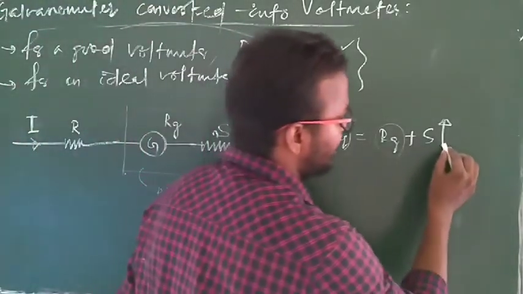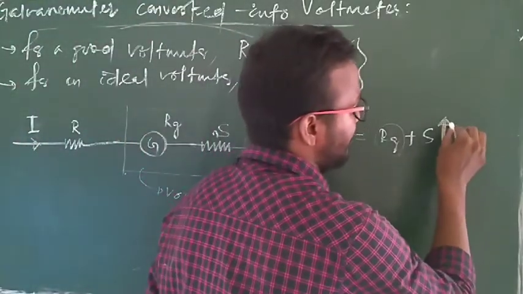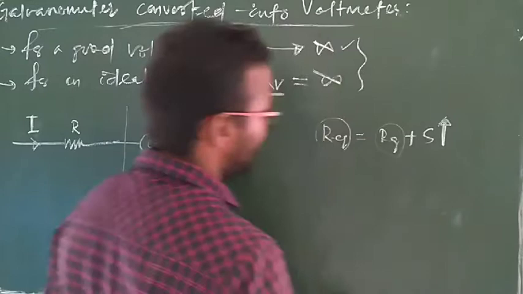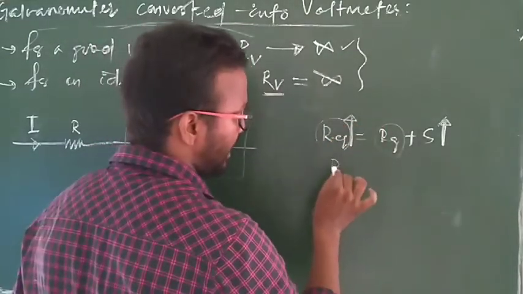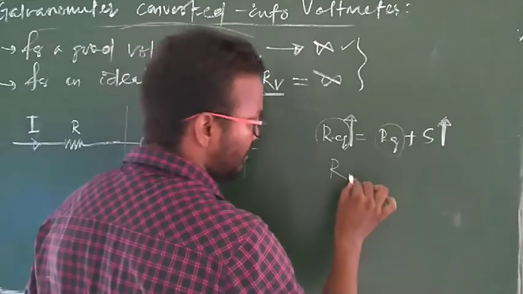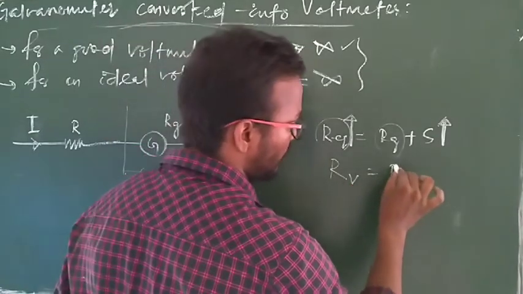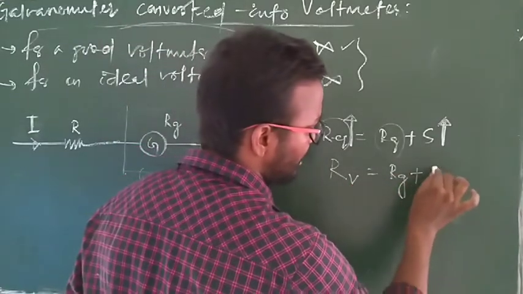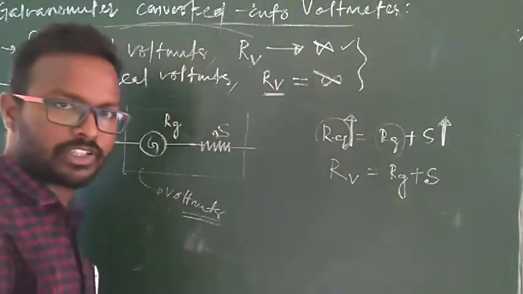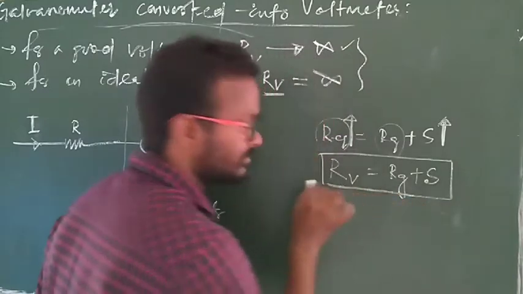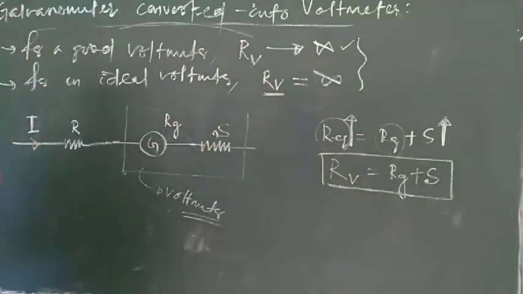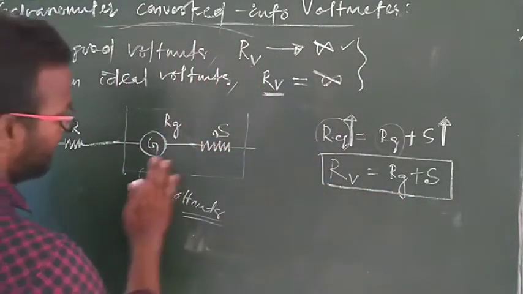If we increase this resistance, then this resistance also increases. So R equivalent can be written as the resistance of the voltmeter, which is equal to Rg plus S. This is also known as shunt. This is all clear. Okay. So in this case, this is the voltmeter.